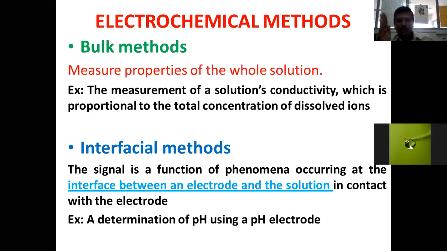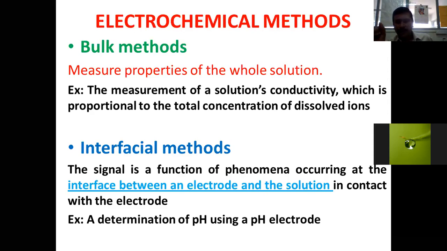The conductivity is directly proportional to the total concentration of the dissolved ions. The mobility of the total ions present in the solution is responsible for conductivity. Movement increases as the solution is diluted. So conductivity is a consequence of the movement of the ions, and this is what is measured in bulk methods. In bulk electroanalytical methods, the properties are measured for the whole solution.